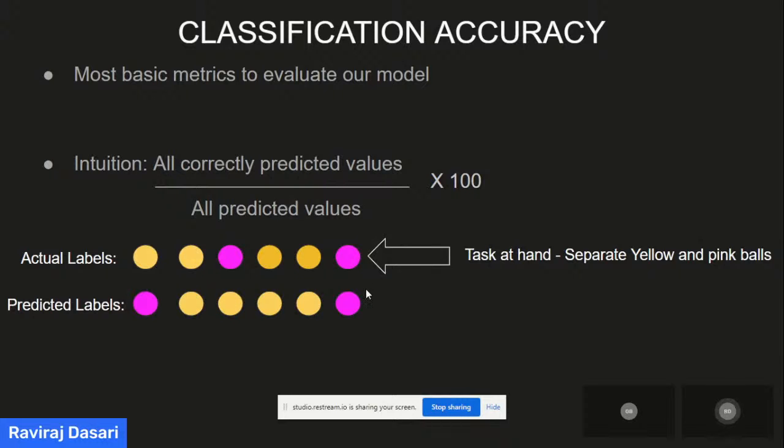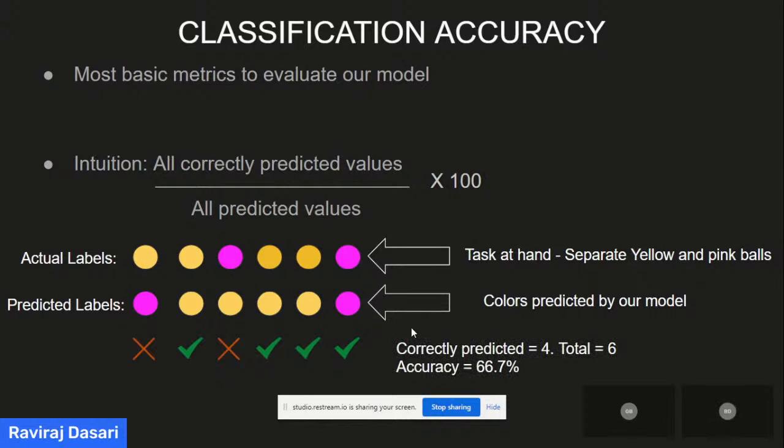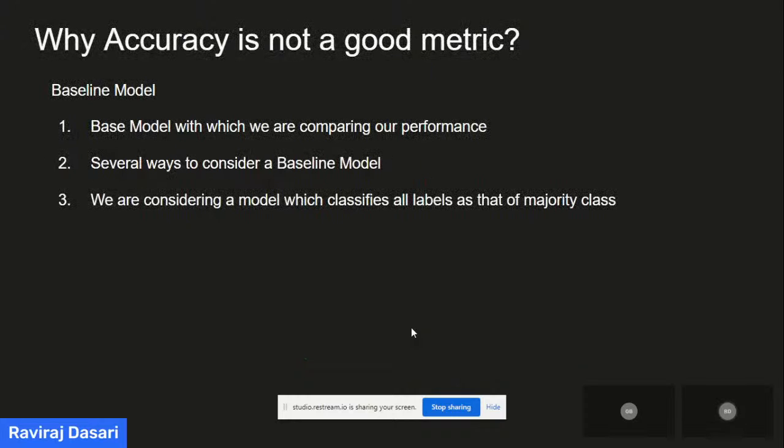How do you calculate accuracy? Based on the formula given above. We have 6 data points, and 4 of them are predicted correctly. So that will be 4/6 multiplied by 100. That's the ratio, which is 66.7%.